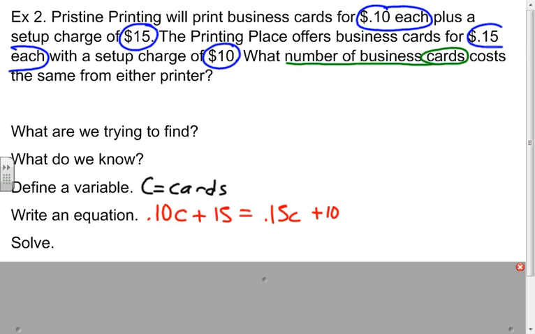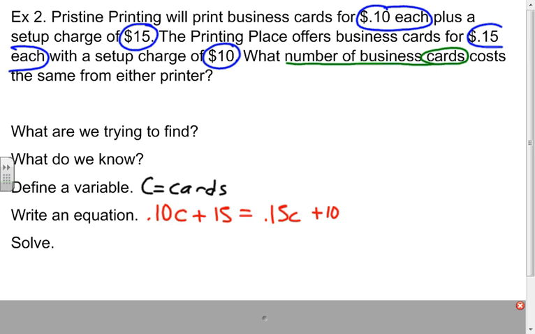Again, I have variables on both sides. I don't like that. I want to get rid of one of them. So I have 0.10 on the left in front of my C. I have 0.15 on the right in front of my C. 0.15 is bigger, so I want to move all of my variables to the right. I have a positive 0.10C, so the inverse is a negative 0.10C, and I need to do that to both sides.